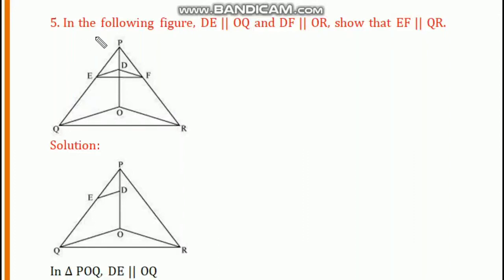Students, let's discuss exercise 6.2 fifth sum. In the following figure, DE is parallel to OQ and DF is parallel to OR. Show that EF is parallel to QR.